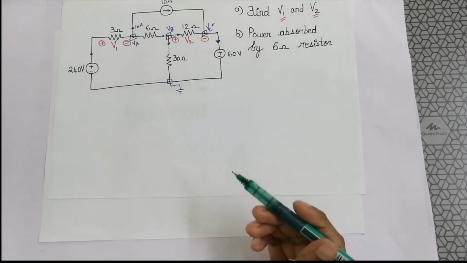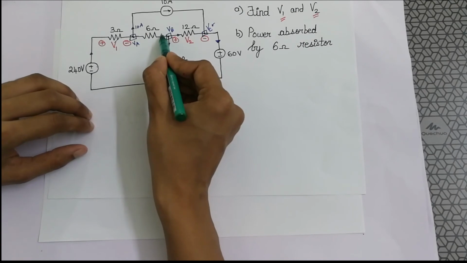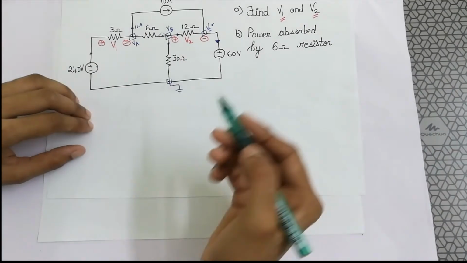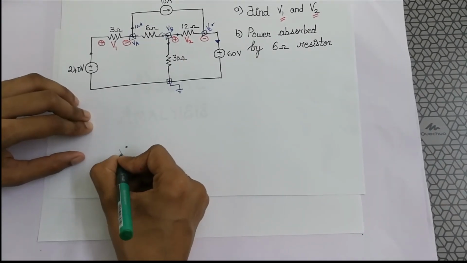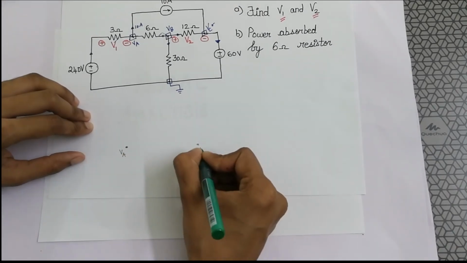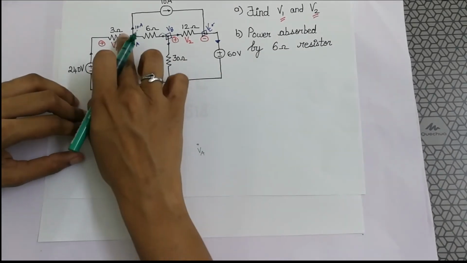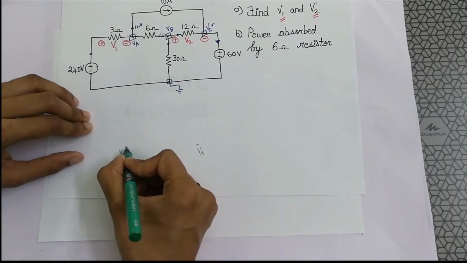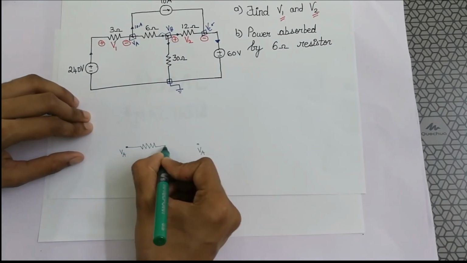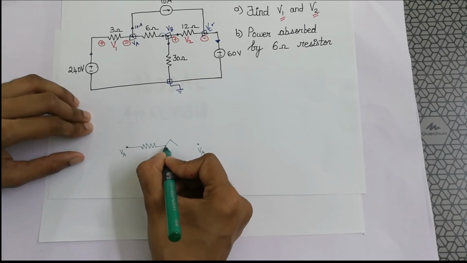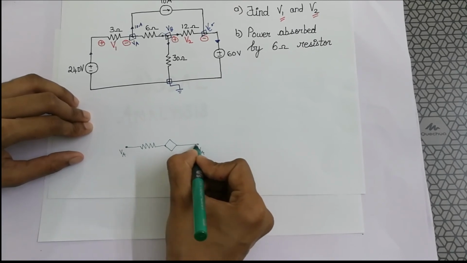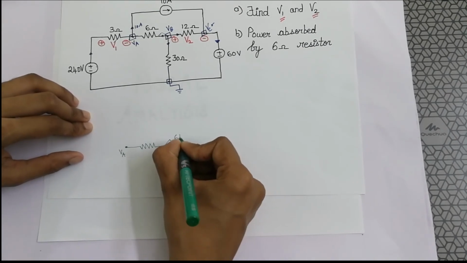I have a question for you. I am saying that this network has a dependent voltage source in between. Okay, this is VA and this is VB. Take for example, I am just drawing this part of the network here. You have a 6 ohm resistor and then you have a dependent voltage source. This is, let me say, 6V2.